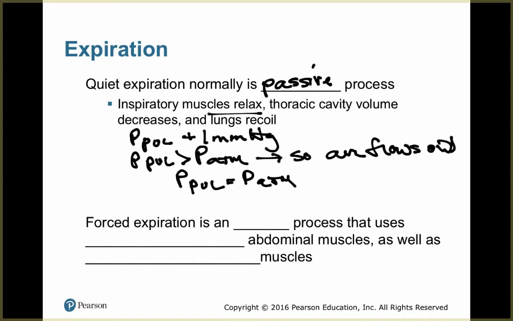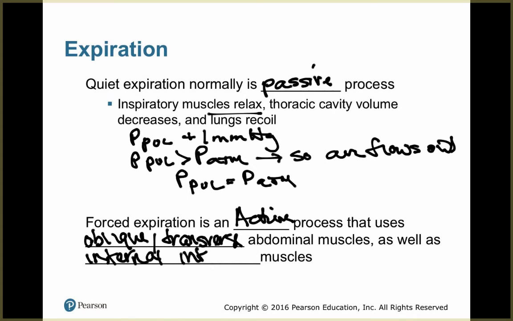Now, forced expiration is different. This is an active process because you're pushing farther then. So this process uses additional muscles. You're using the oblique muscles and the transverse abdominal muscles, as well as your internal intercostals. Earlier we were doing external, right? But now we're also using the internal intercostals.